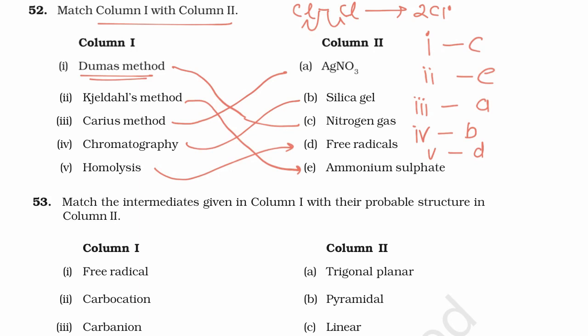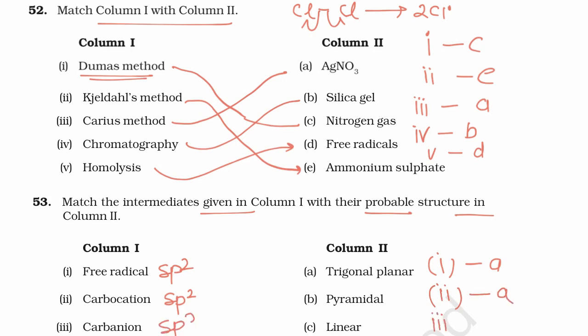Match the intermediate given in column 1 with their probable structure in column 2. Free radicals are sp2 hybridized, so free radicals are trigonal planar. So first, A. Carbocations are also sp2 hybridized, so they are also trigonal planar. So second, A. Now in third, carbanions are sp3 hybridized. They have a pyramidal, ammonia-like structure. So third, B.